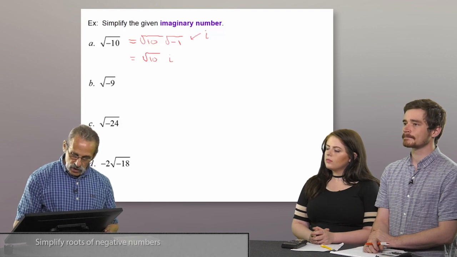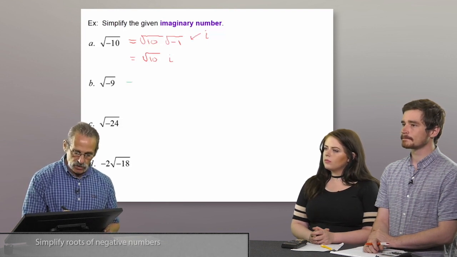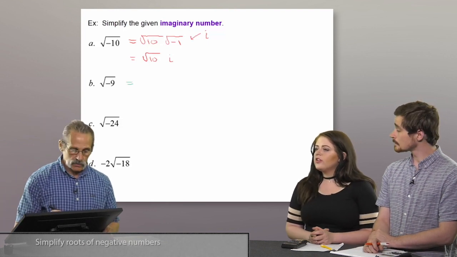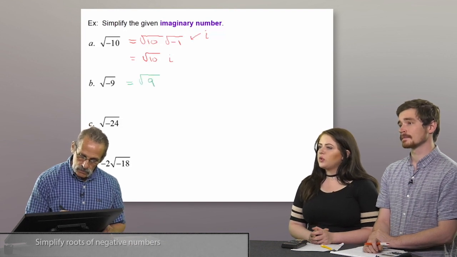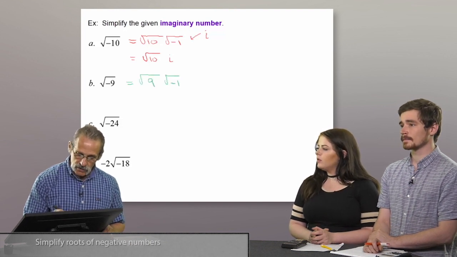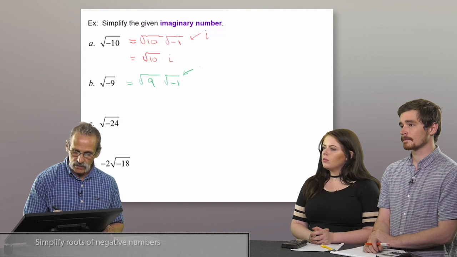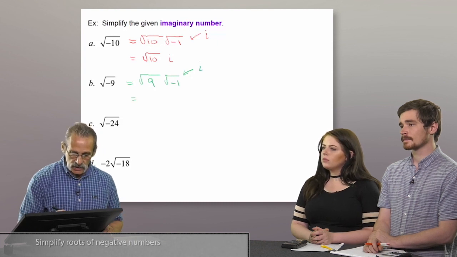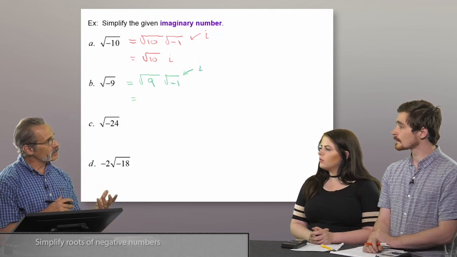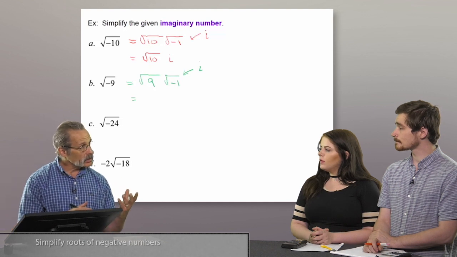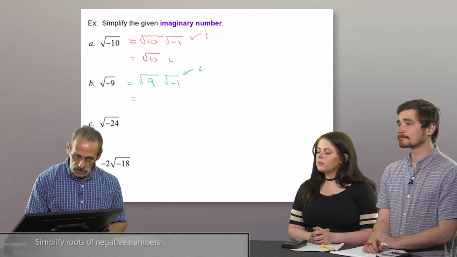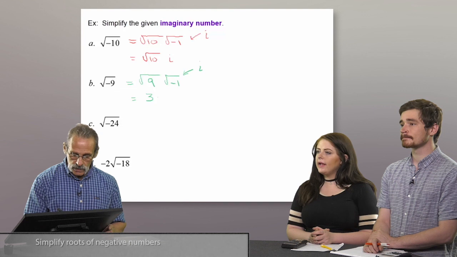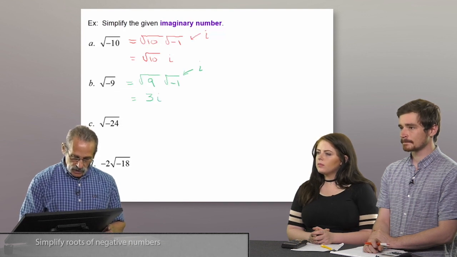Let's take a look at the square root of negative 9. How would I rewrite that? The square root of 9 times the square root of negative 1. The square root of negative 1 is i. And now I want to simplify further. The square root of 9 is 3, and so I could rewrite this as 3i.